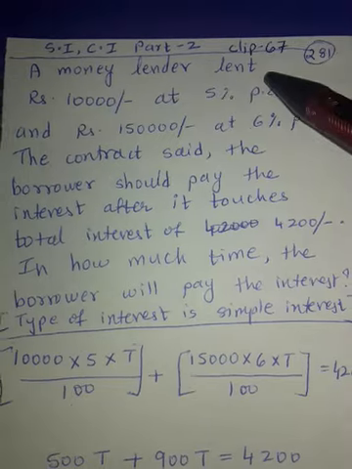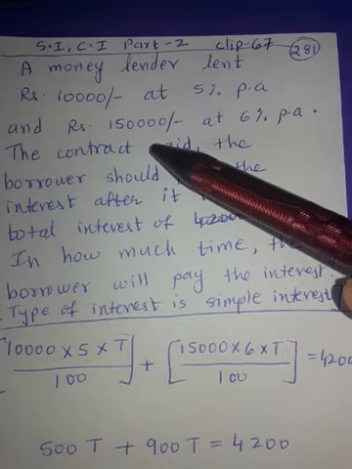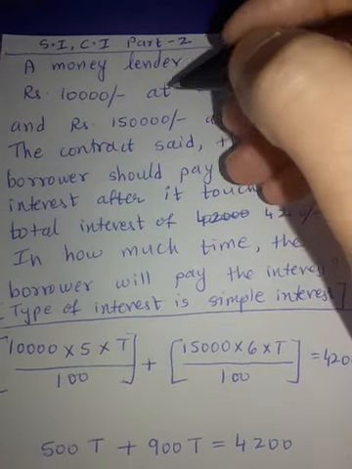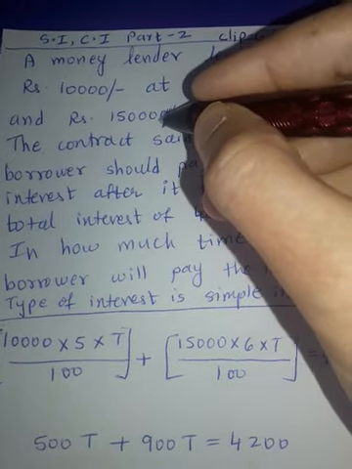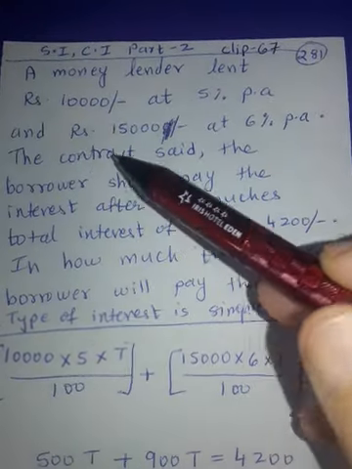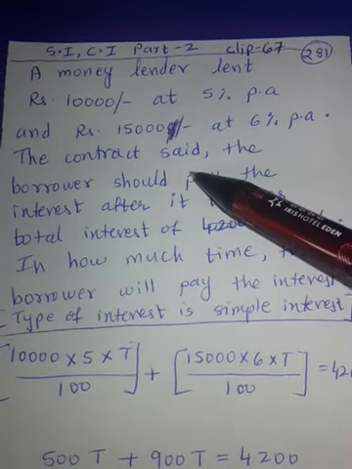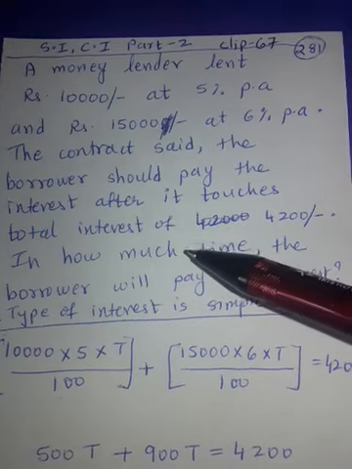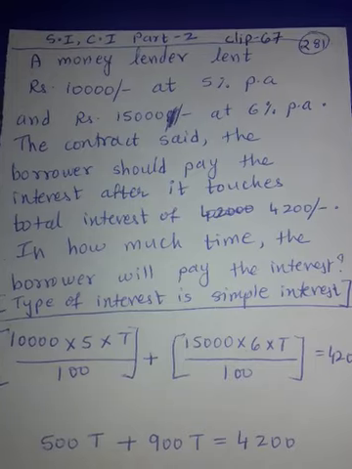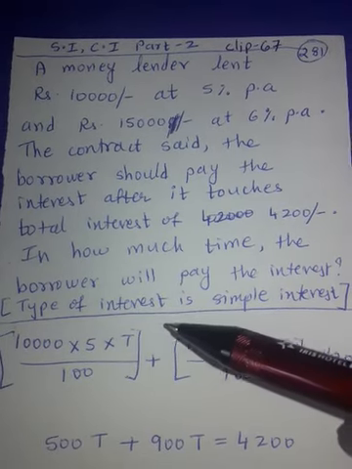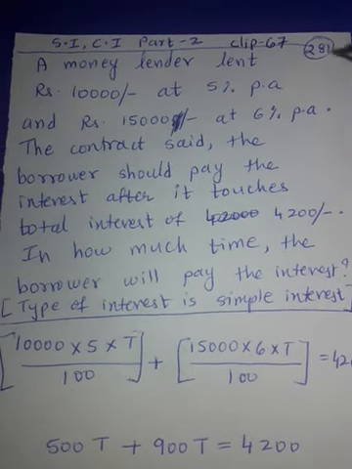A money lender lent rupees 15,000 at 5% per annum, I'm sorry, 10,000 at 5% per annum, and rupees 15,000 at 6% per annum. The contract said the borrower should pay the interest after it touches total interest of 4,200. In how much time the borrower will pay the interest, and type of interest is simple interest.